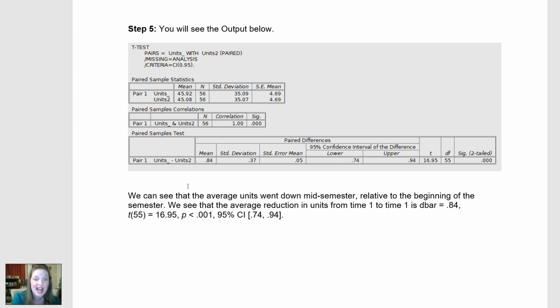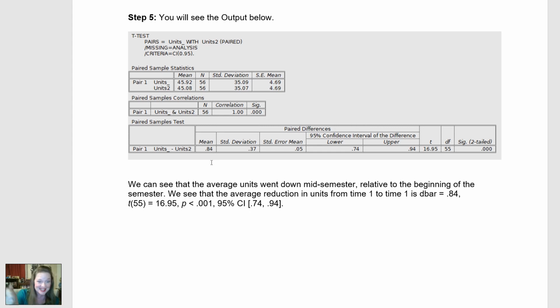The actual average difference was 0.84. That was the reduction. From time 1 to time 2, there was an almost full unit reduction, at least in this data set that I have here from a previous semester in my class. And then the t statistic was 16.95, so a statistically significant t statistic.